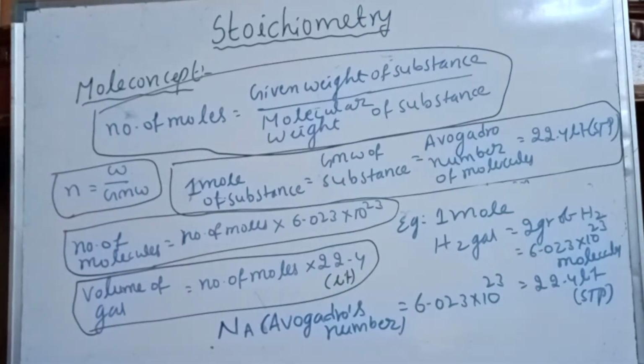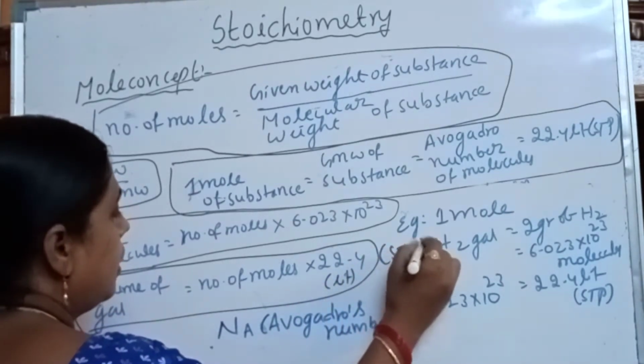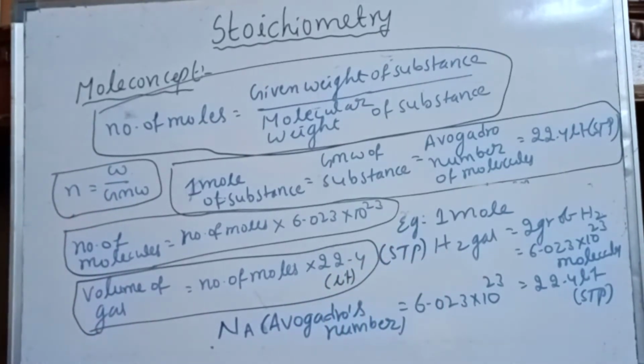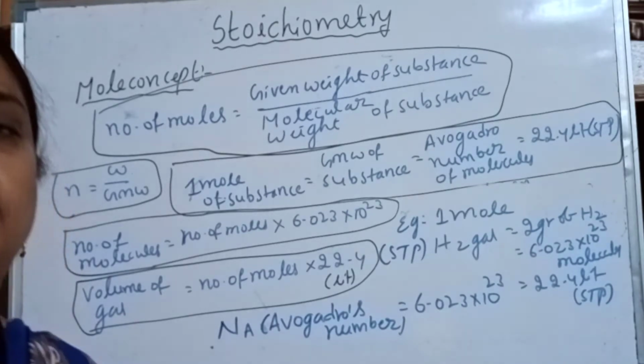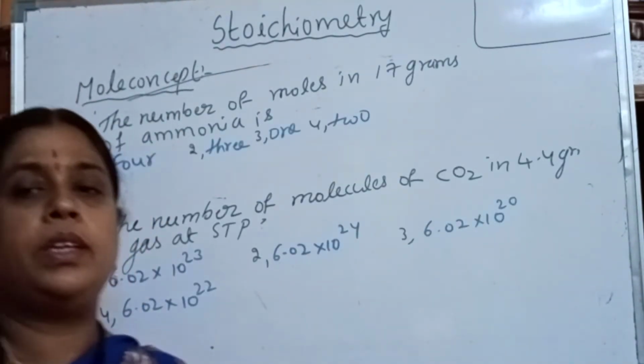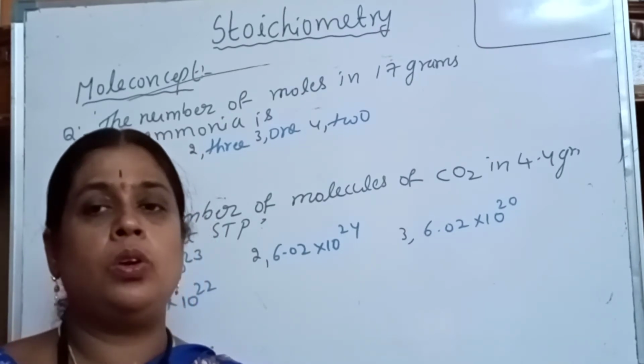By using this we can directly calculate the number of molecules. Next, volume of gas is equal to the number of moles × 22.4 liters at STP. By using this formula we can directly calculate the volume of a gas. These are the formulas for problems based on the mole concept, and only by using these formulas we can solve them. So we can do some problems on the mole concept here.